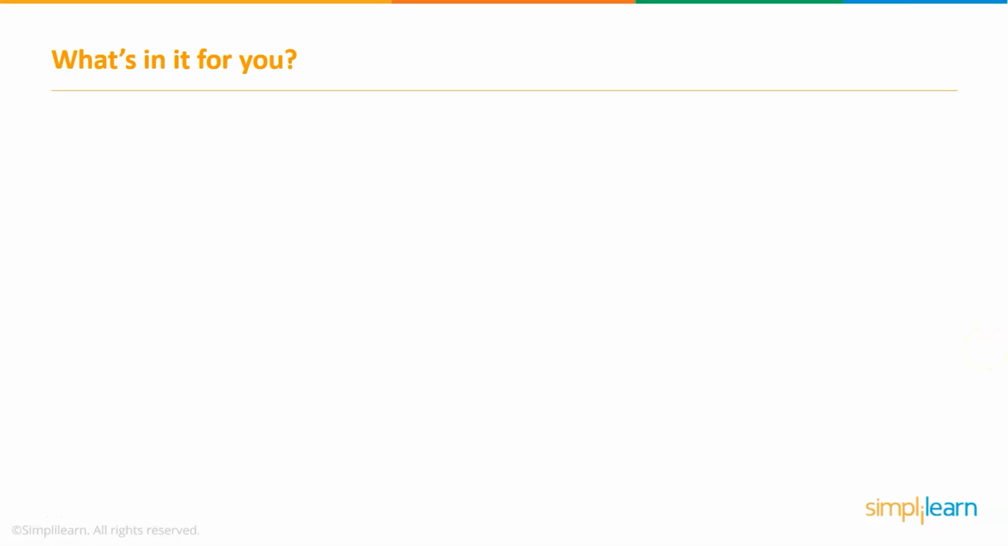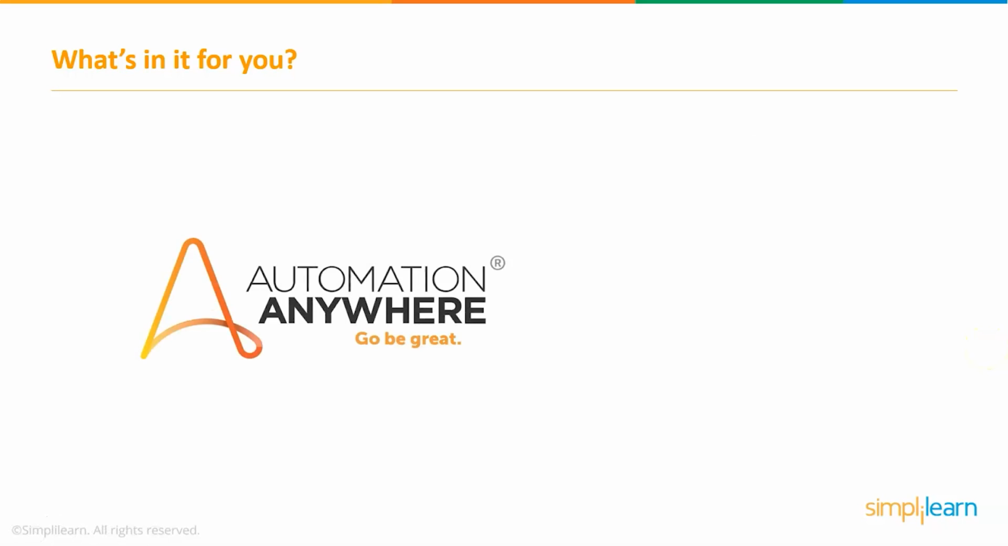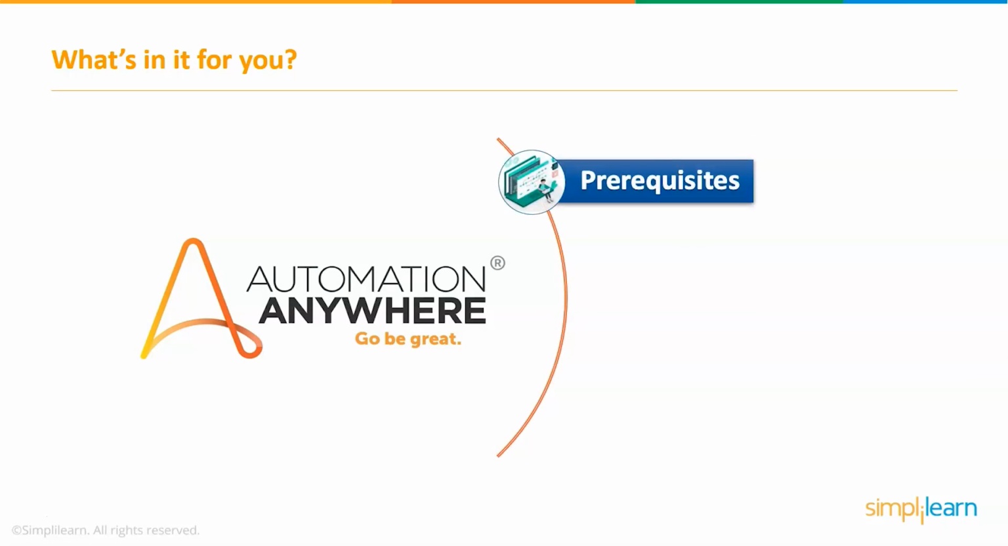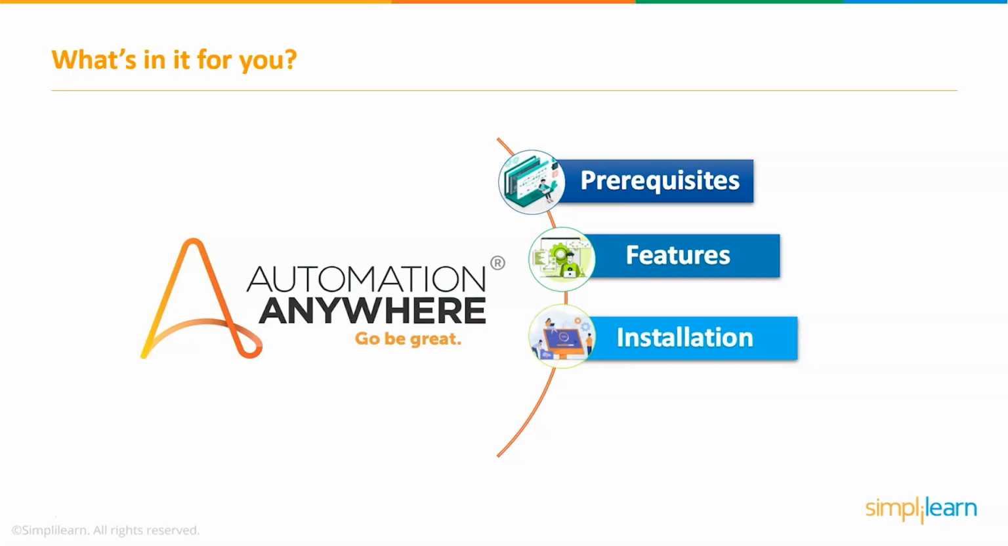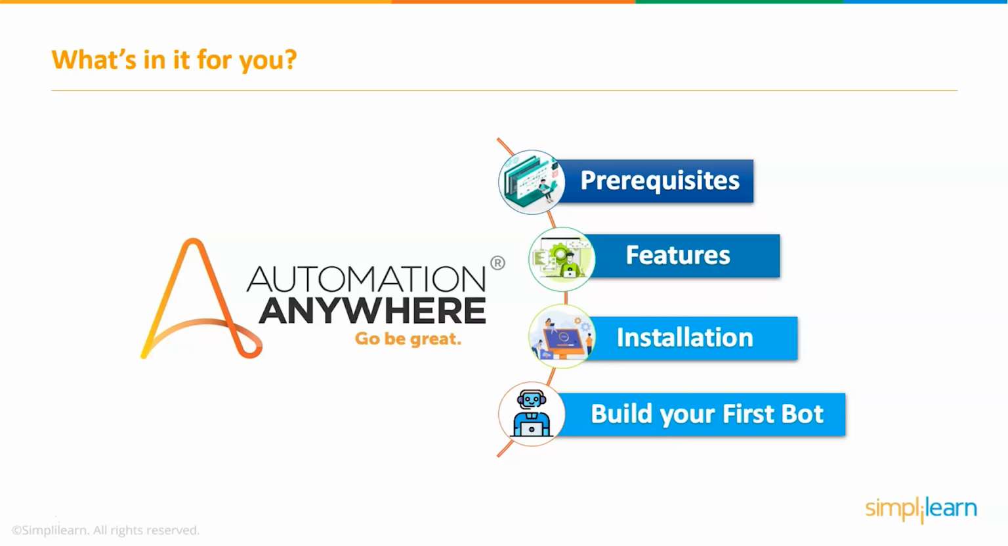Let's look at today's agenda. First, we will start with the prerequisites of installing Automation Anywhere. Then we will look at the features of Automation Anywhere Community Edition. And we will proceed with installing the software. Finally, we will build our first bot in the Automation Anywhere Community Edition.